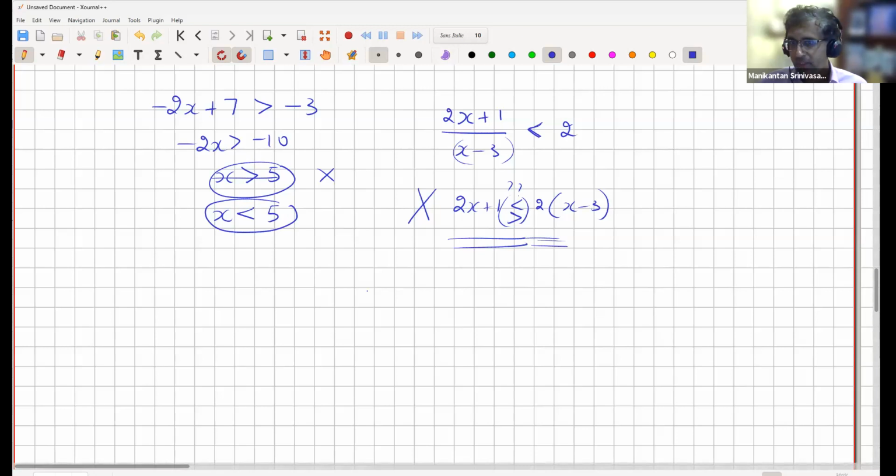x minus 3 might be positive, in which case I don't have to flip. x minus 3 could be negative, in which case I have to flip. So unless I've solved for x, which is what the problem is, how can I even know, right? So it's like a chicken and egg problem, right? It's like Catch-22, right? Unless I know x, I won't know x minus 3. Unless I know the sign of x minus 3, I won't know whether to flip the less than, greater than or not.